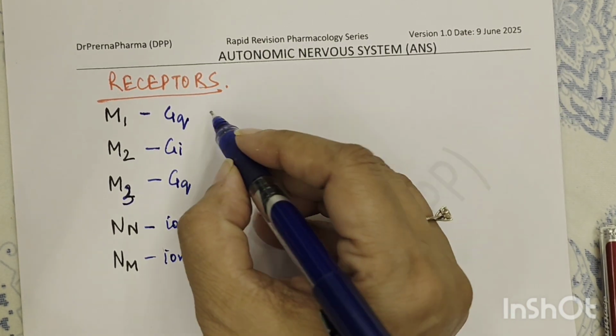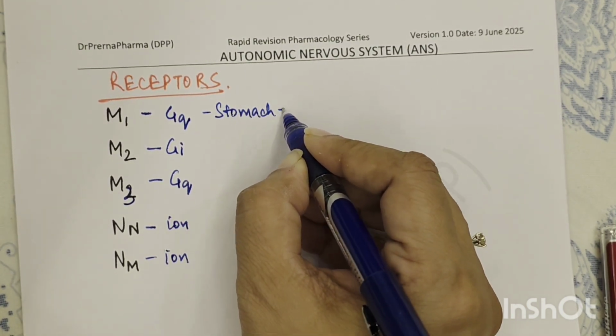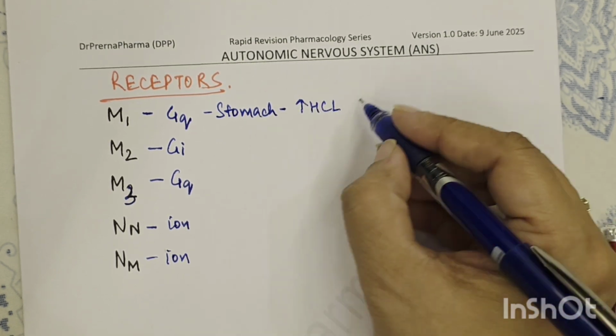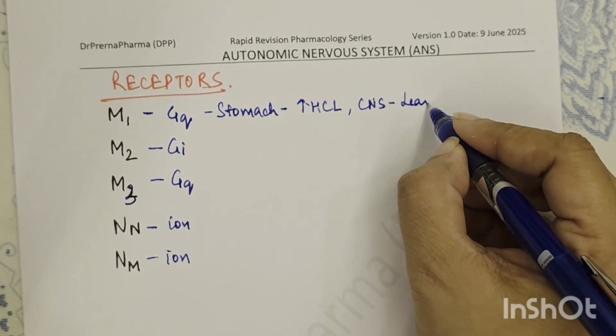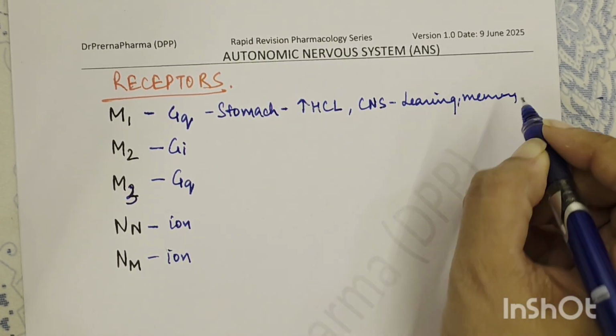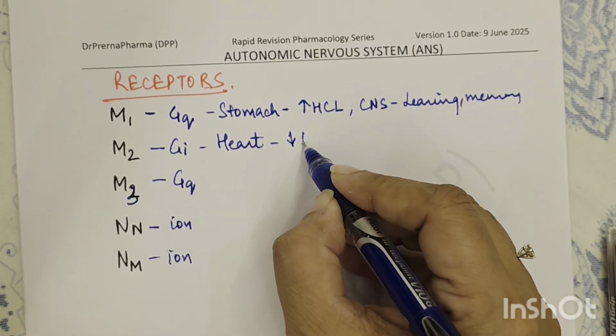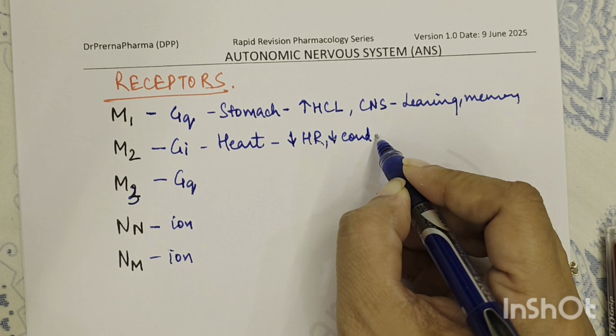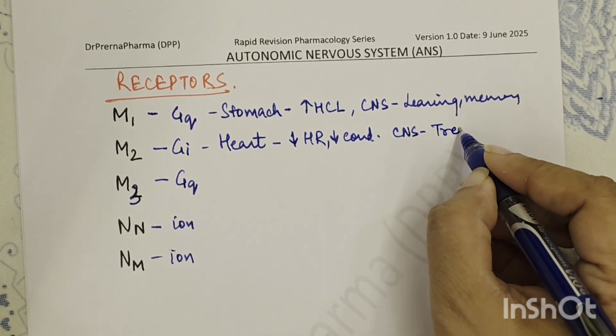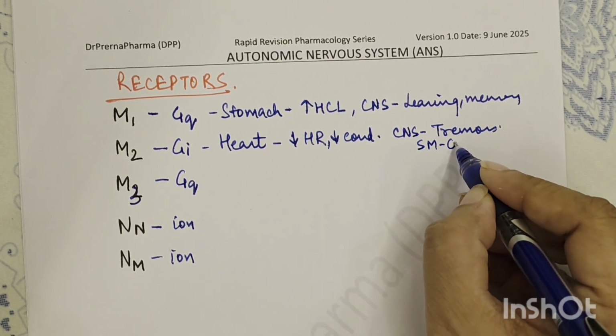Okay, M1 is mainly present in the stomach, where it increases HCl, so it causes acidity. It is also present in the CNS and plays a role in learning and memory. M2 is present on the heart, and by having an inhibitory reaction it reduces the heart rate and reduces the conductivity. In the CNS it causes tremors and analgesia, and in smooth muscles it causes contractions.